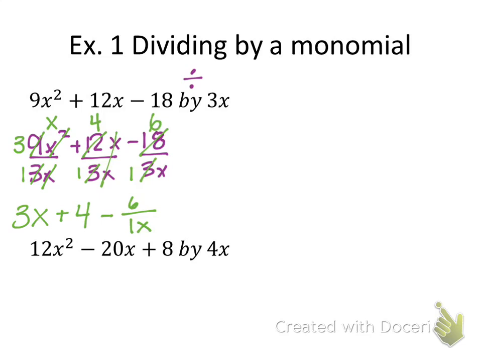Now, I have people go, all right, 3x and 6 over 1x, they're like terms so I can combine them. No, they are not like terms. Okay? Because again, it's not 6x. It's 3x and 6 over 1x. So this would be my final answer. That's all you got to do to divide by a monomial. Okay? Now let's do this next problem.